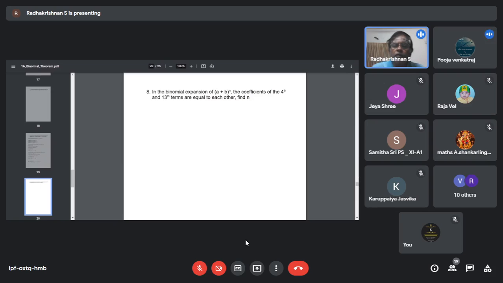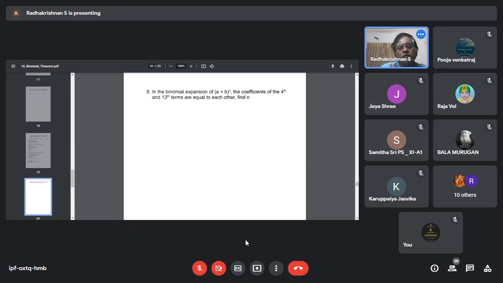So, what is the formula for the 4th term? Only the coefficient, we don't even need the whole term. NC5, sir. The 4th term is NC3. Okay, because T(r+1) equals NCr, here r plus 1 equals 4, so r is 3. So it is NC3. Right? Similarly, what will come for the 13th term? NC12, sir. So now NC3 equals NC12.